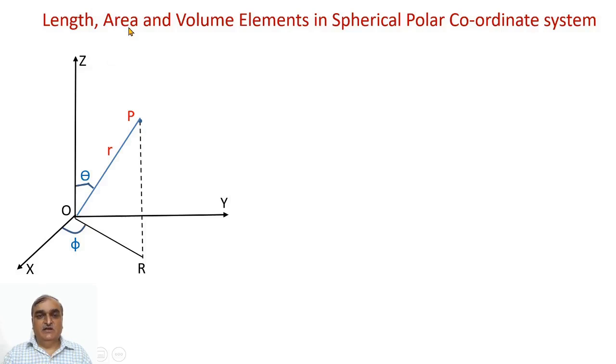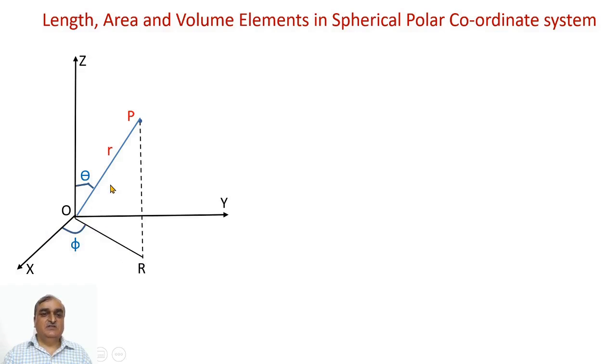Next topic, length element, area element, and volume element in spherical or polar coordinate system. In previous lectures, we have already studied these spherical or polar coordinates r, theta, phi. r is the distance of point P from origin, that is this length OP is the r coordinate. The angle made by OP with z-axis is the theta coordinate. If you draw the foot perpendicular from point P on xy plane, let it intersect at point R, then the angle made by this line OR with x-axis is the phi coordinate. This way we have seen these three coordinates r, theta, phi.